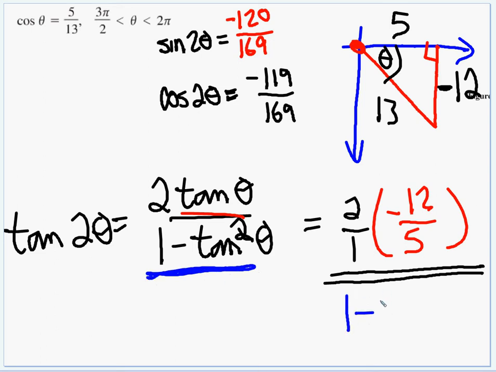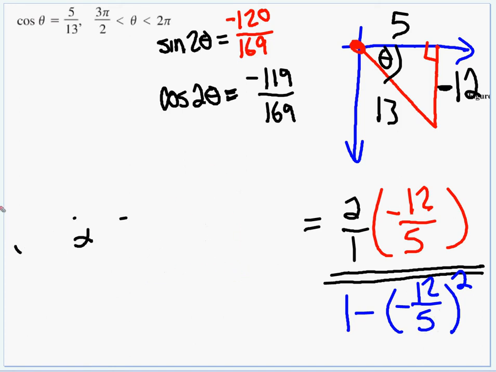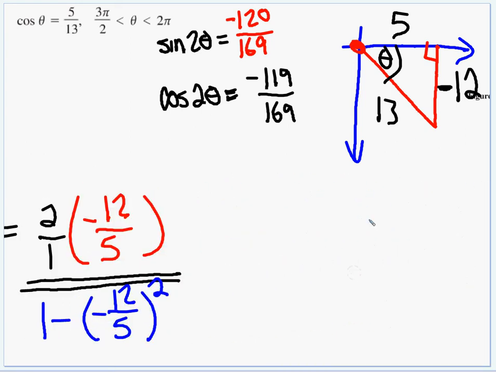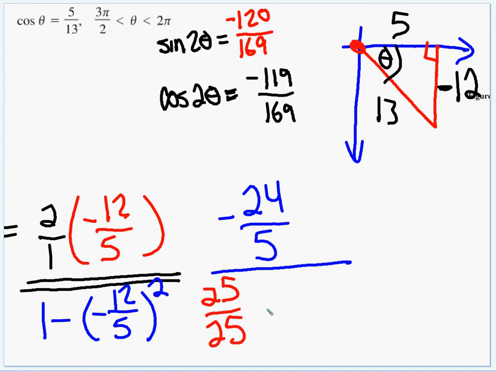That's going to be 1 minus tan squared. And we already figured out that tangent is that negative 12 fifths. All right. So from here, it's just some arithmetic, not even really any algebra. Numerator's not too bad. 2 times negative 12 is negative 24 fifths. Now, careful in the denominator, we've got 1 minus, and I'm going to write that as 25 25ths. Minus, when we square it, this negative will get squared away. So that's going to be 144 over 25.